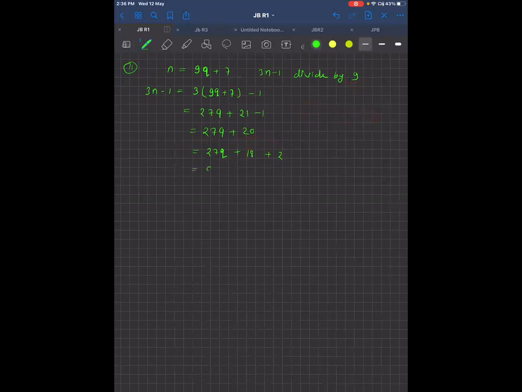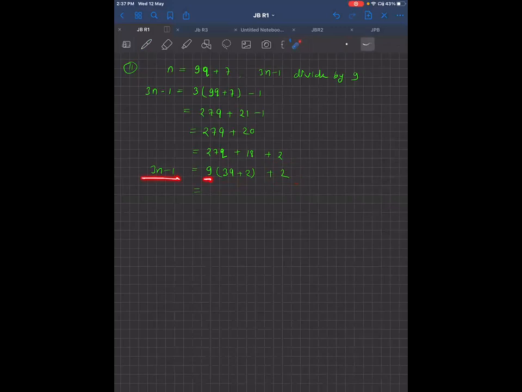Now in the first two terms you can take out 9. So what we are getting is 9 into 3q plus 2, plus 2. Now see, it is like 9 into something plus 2. Now can I say that this is the remainder? Yeah. This is the value of 3n minus 1. Now compare with the division lemma.